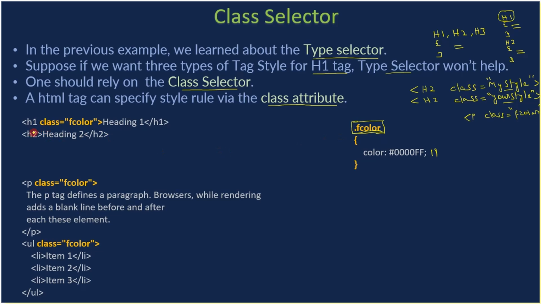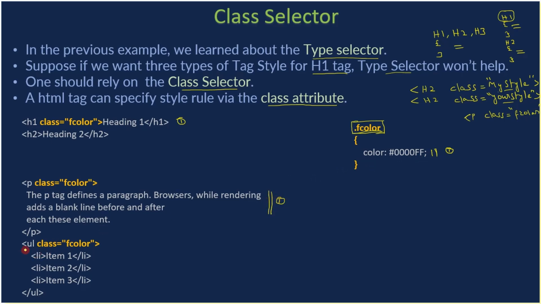In the HTML, the tag here is h1, and the h1 tag is making use of class equal to fcolor. That means rule 1 is applied to this h1 tag. Similarly, the h2 tag doesn't have any class attribute, so it will be rendered in the default h2 style. And for the paragraph, we specify the class as fcolor, so rule 1 is applied to the content of this paragraph.